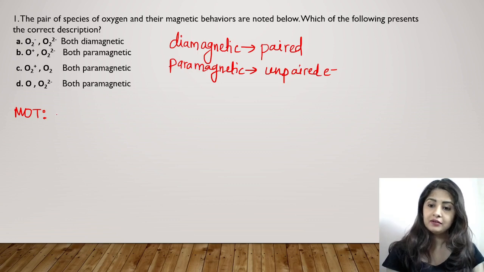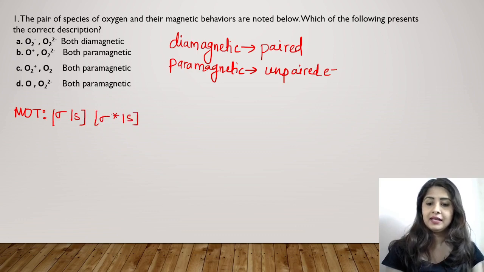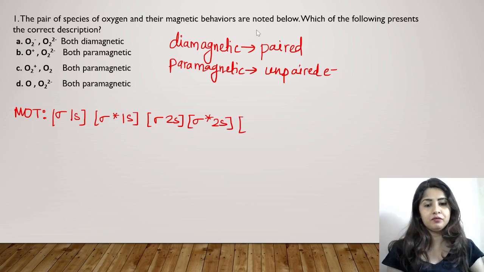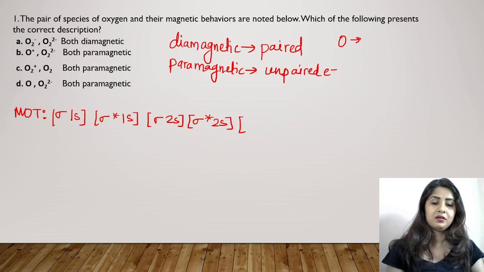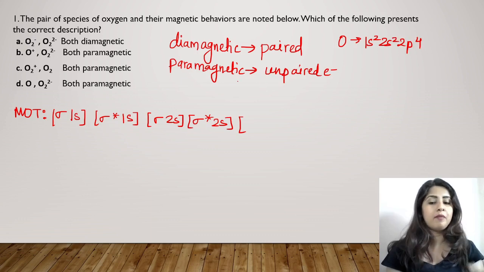you write it like sigma 1s, okay. Then comes the anti-bonding orbital, that is sigma star 1s, right? Then comes sigma 2s, then comes sigma star 2s, then comes the p orbitals. Okay, from where am I getting it? So first of all, you should know that oxygen is 1s2, 2s2, 2p4, right? So it has 2p orbitals as well.